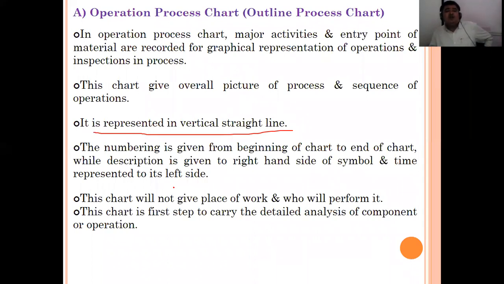Then this chart will not give place for work and who will perform. So here we are not writing anything about the worker. That means turning, machine A, worker name Mr. Ashutosh. Machine B, drilling, worker name Mr. Ramesh. So we are not writing who is performing or which machine we are performing on.